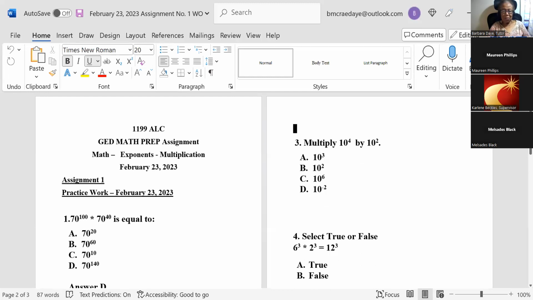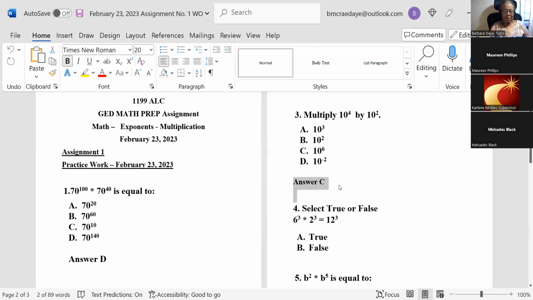All right, Maureen, what's the answer to number three? 10 to the 6. Yeah, multiply 10 to the fourth by 10 to the second. There again, just add the exponents, 4 plus 2, and you get 10 to the sixth. So answer C. And you had that one correct. Mercedes, you had that one correct too. I sent you back and told you the two that you missed.